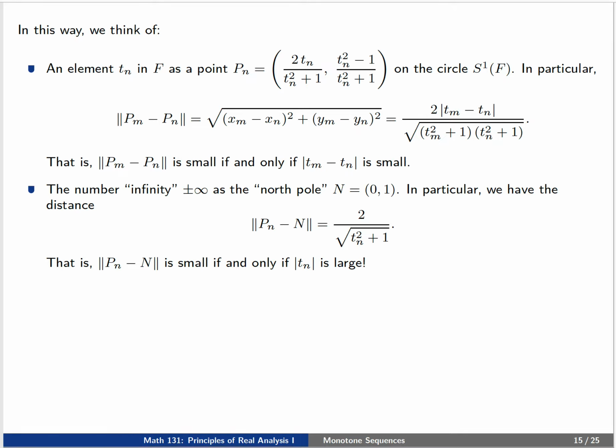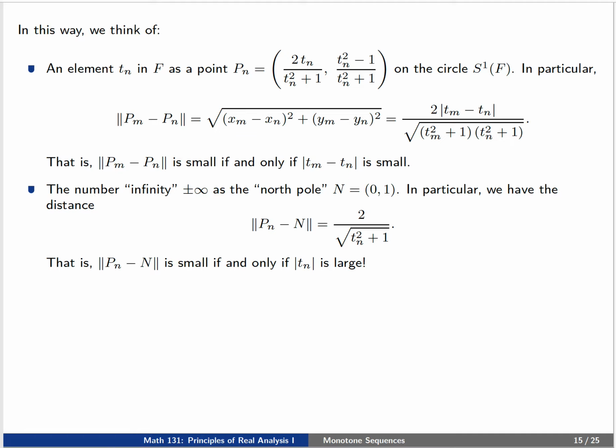What about this plus or minus infinity? Well, as we saw from the previous slide, plus or minus infinity really should correspond to the North Pole on the circle. In particular, let's take a look at the Euclidean distance between a point P_n on the unit circle and the North Pole N, which is simply (0, 1).